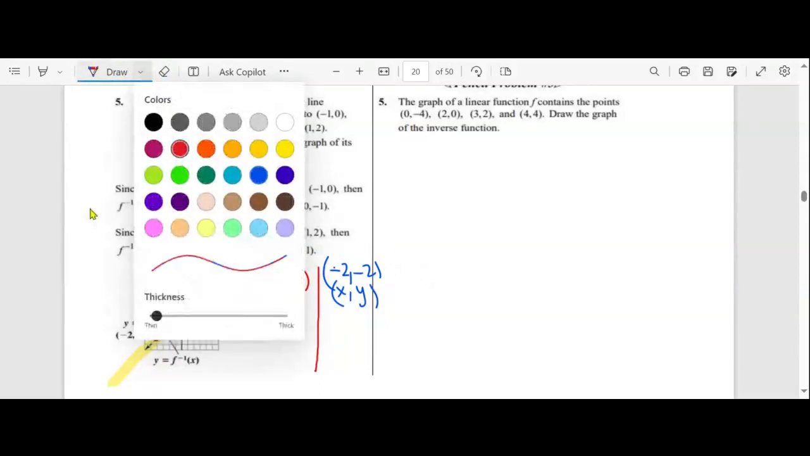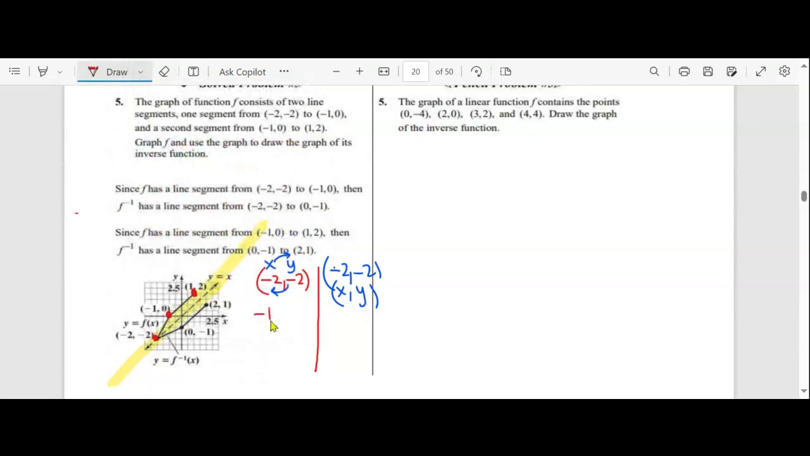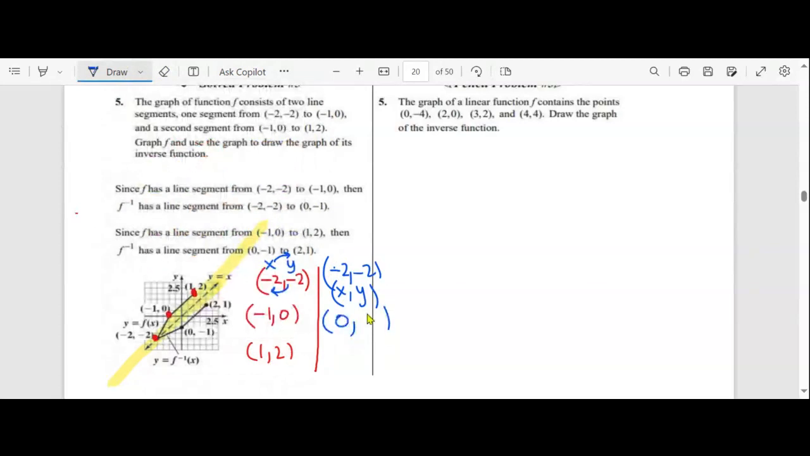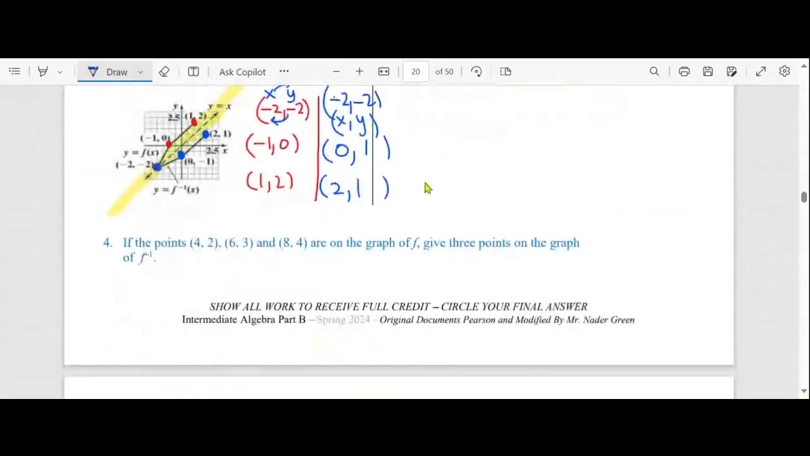Let's do another one. The other one, what's the other one? -1 and 0, correct? And what's the other one? 1 and 2. So it will be what? 0 and 1. What about this one? 2 and 1. And then you graph it. 2 and 1, 0 and 1, 2 and 2. Okay? So 0, -1, 2 and 1.